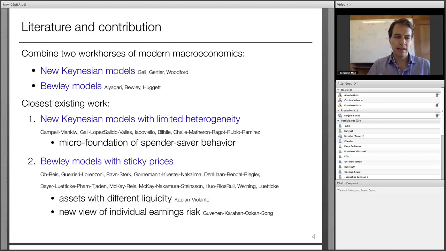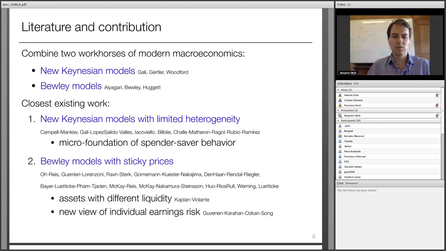And if you want, you can think of our richer model as a microfoundation of this type of spender-saver behavior, because in our model it arises endogenously rather than being imposed from the outside. And so it's empirically more realistic. There are also going to be some quantitative differences in the results. I'll talk about this later.